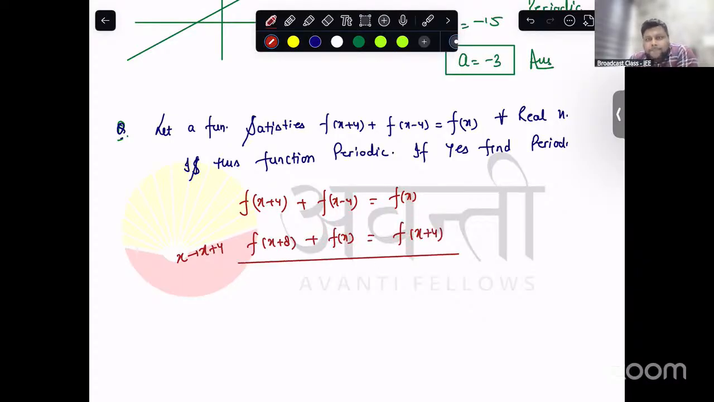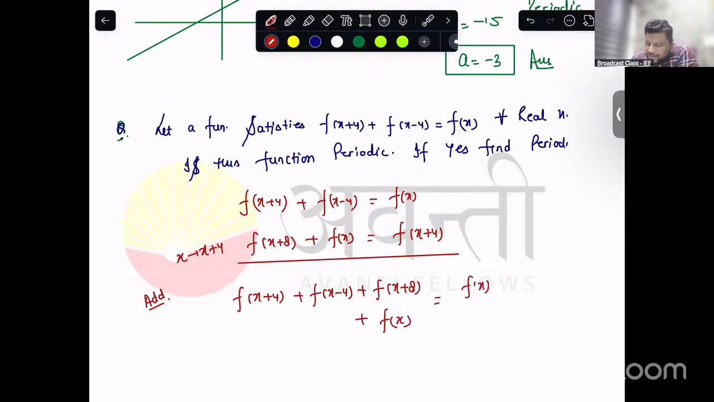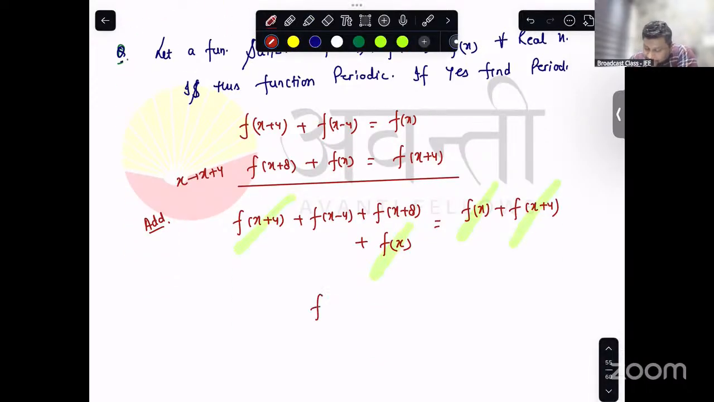See this? Now let us add both of them. So f of x plus 4 plus f of x minus 4 plus f of x plus 8 plus f of x is equal to f of x plus f of x plus 4. Now if you realize, this f of x is cancelled with this f of x, and f of x plus 4 is cancelled with this. So what are you left with? f of x minus 4 plus f of x plus 8 equals 0. Yes or no?